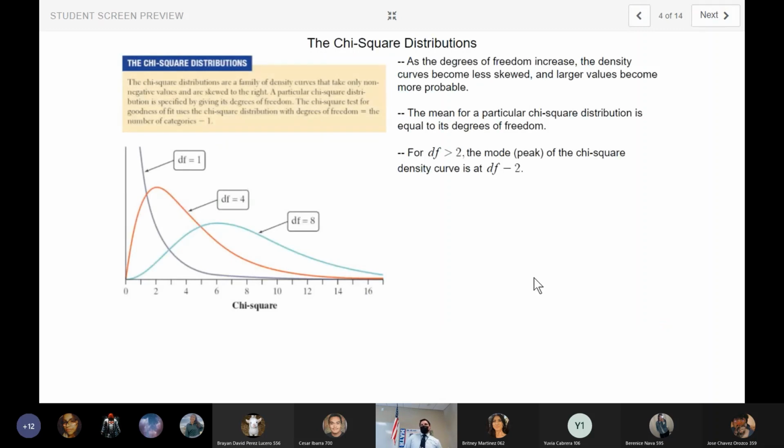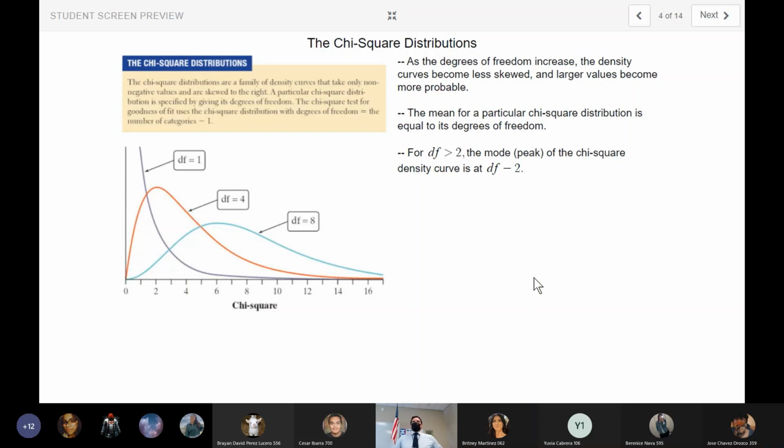Right. We have our chi-square distributions. This is what our table C is based on. I know that writing came out really small, so I do apologize. Hopefully on your own Desmos, it's a little more clear to read. However, it does say the chi-square distributions are a family of density curves that take only non-negative values and are skewed to the right. A particular chi-square distribution is specified by giving its degrees of freedom.